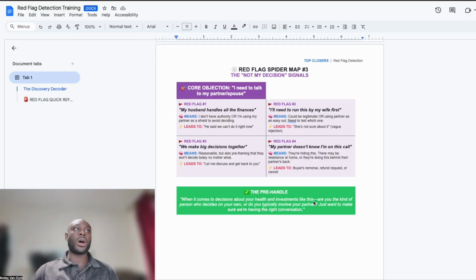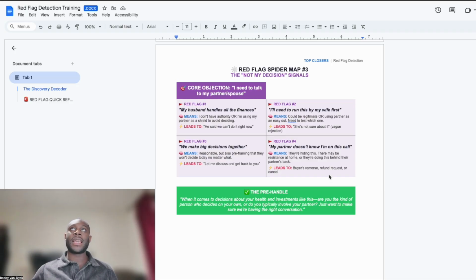So you need to test which one. The same with "my husband handles all the finances." It might be a test. It might just be something they're trying to shield. So always test it. "We make big decisions together" is reasonable, but also pre-framing that they won't decide today, no matter what.